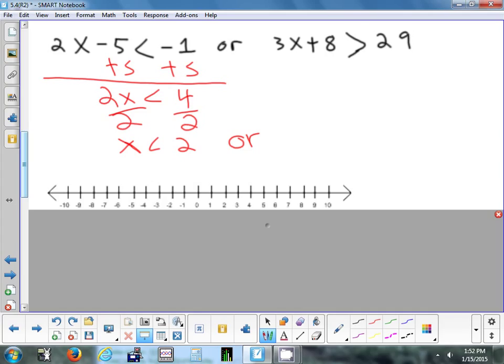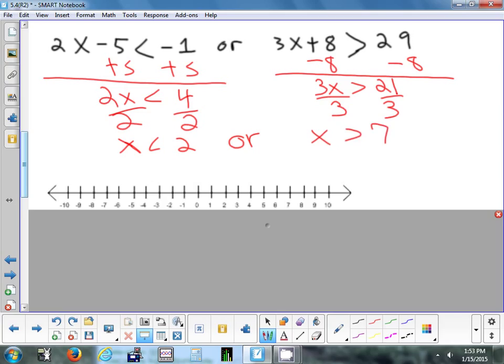Wyatt, on the other side, for sentence number 2, what am I going to do? -8. Where else am I going to -8? From the 29. Gives me what, Wyatt? 3x greater than 21. Last step, Wyatt? Divide by 3. Divide by 3, which will give me? x greater than 7.